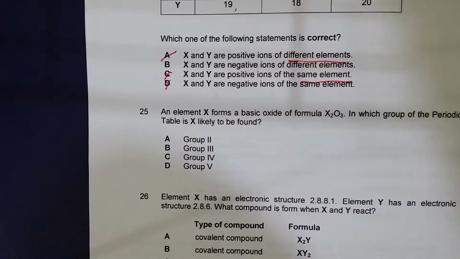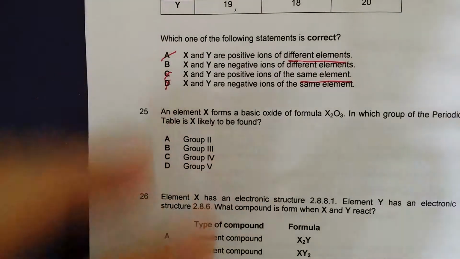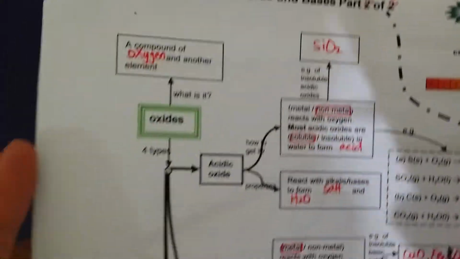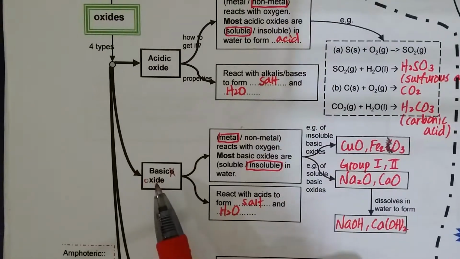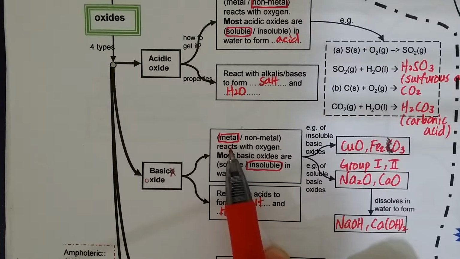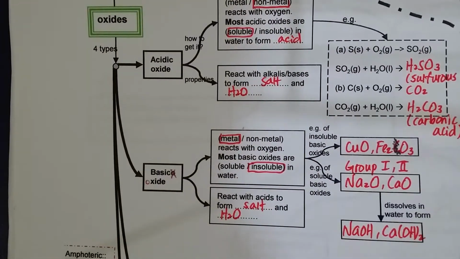I'm trying to find the notes, the mind map that shows you the different types of oxide. I think I found them, and they are all here. This is the acid bases chapter. The types of oxide: acidic oxide and basic oxide. Basic oxides are basically metal and oxygen combined together. They are called basic oxides.